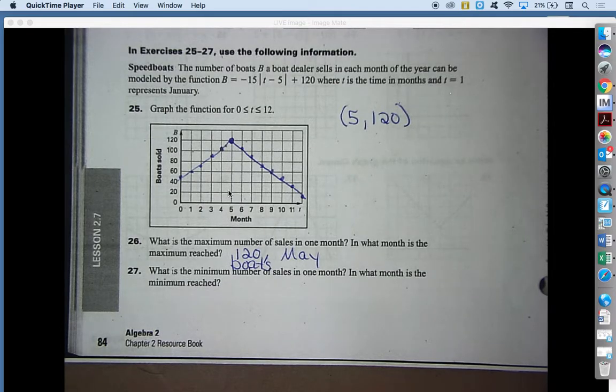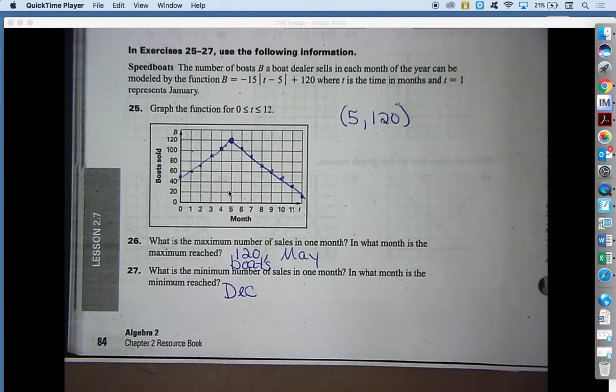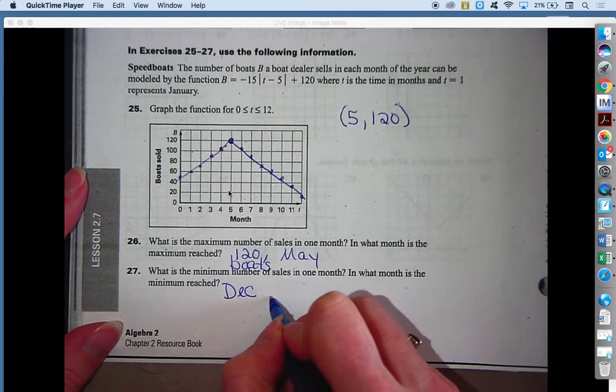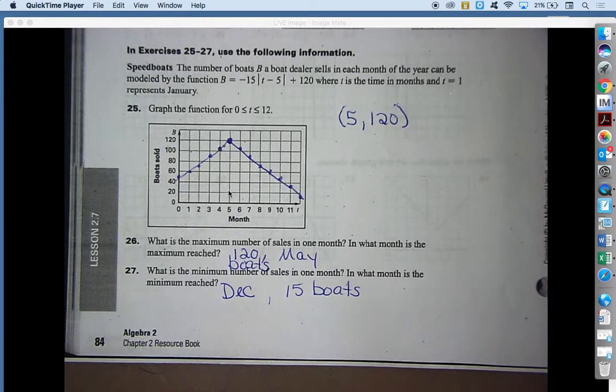Or 45. The last question, what's the minimum number of sales in 1 month? So which month has the least amount of sales? Aaron? Was it December? December has the least amount of sales. And do you know how many boats were sold in that month? 15 boats. Now, if you visually cannot look at that and know that it's 15, I actually went through and counted with you. But first find the month.